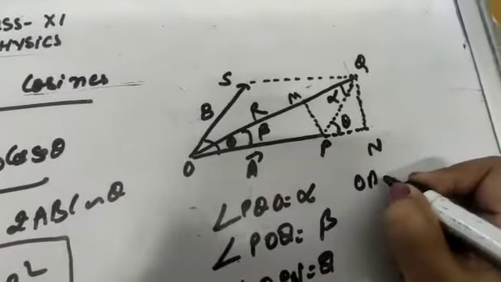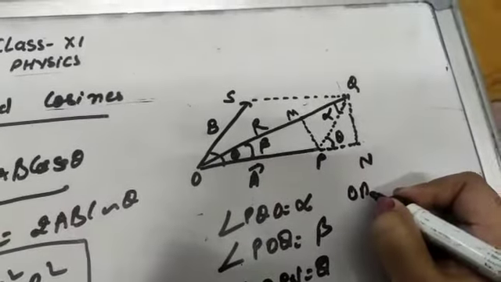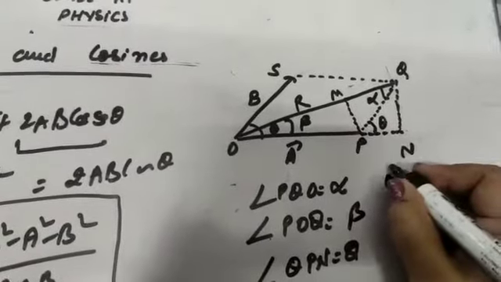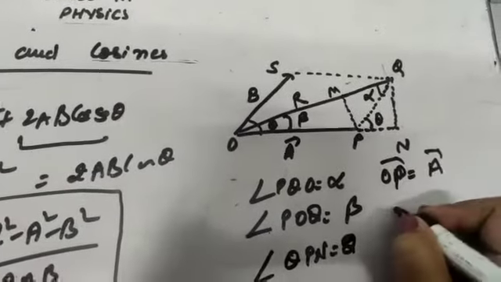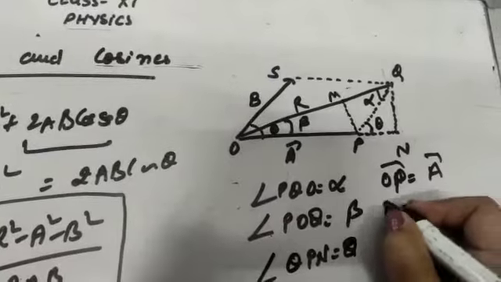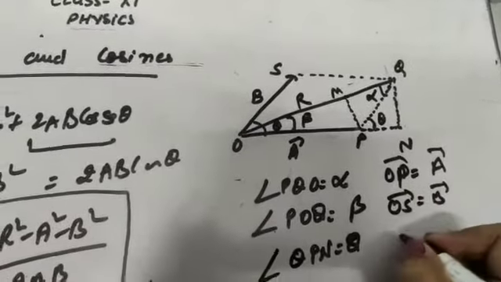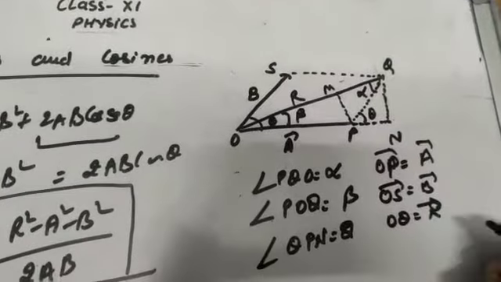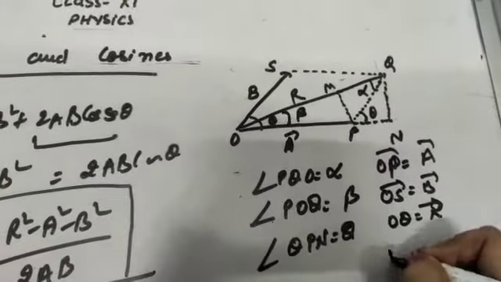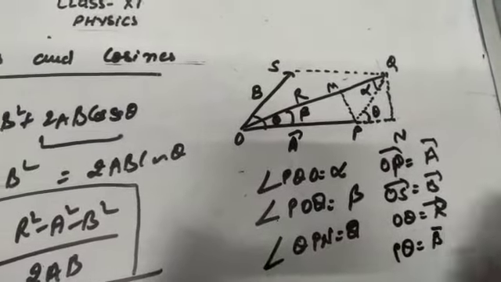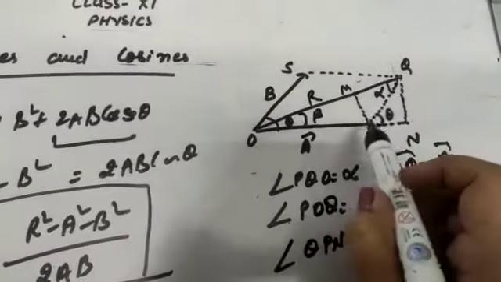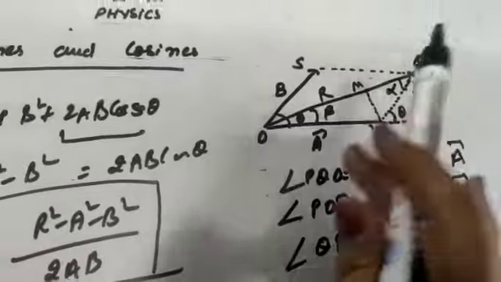OP is equal to vector A, OS is equal to vector B, OQ is equal to the resultant vector R, and similarly PQ is also equal to vector B. So I have defined all the terms here. We have drawn the perpendicular PN, right?